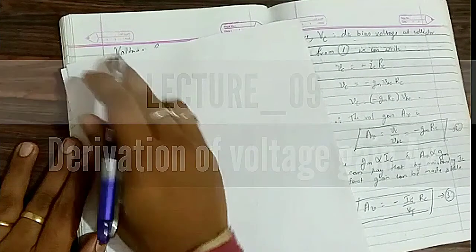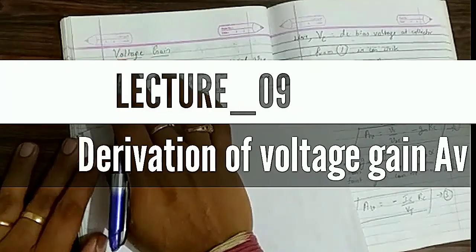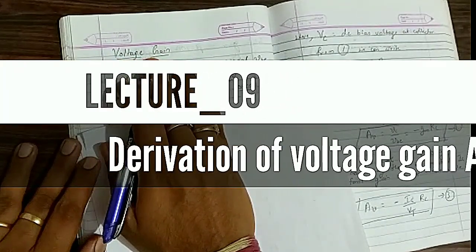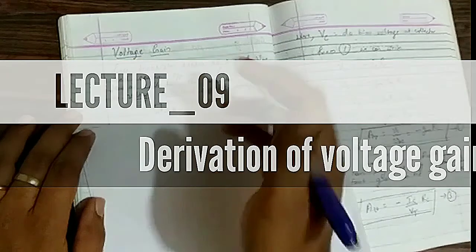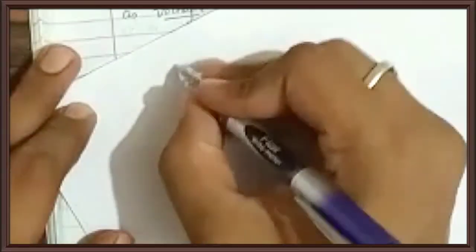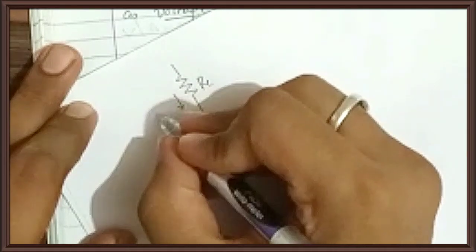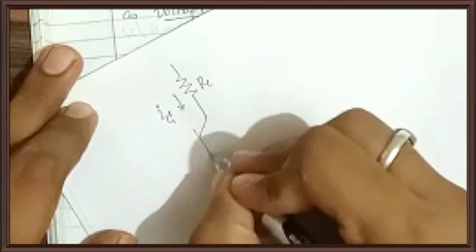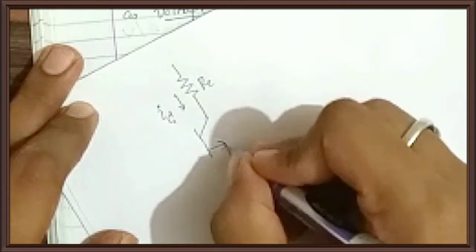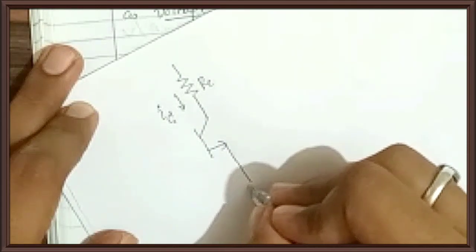Hello everyone, in today's video I'll be discussing the expression for voltage gain in small signal analysis. So I'll be starting with the diagram. Initially I'll be drawing one resistance here. This resistance is RC. The current flowing through this resistor is both AC and DC. That's why I'll write I subscript capital C, and then I'll draw a transistor with emitter grounded, correct.